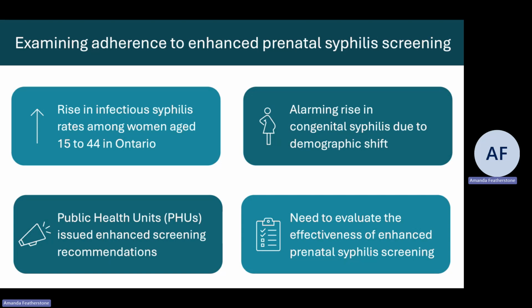In response, certain public health units in Ontario have issued enhanced screening recommendations in which they recommend that pregnant people are screened more frequently for syphilis during pregnancy. There is a need to evaluate the effectiveness of these enhanced recommendations to see whether they may be effective in addressing the rise in congenital syphilis.